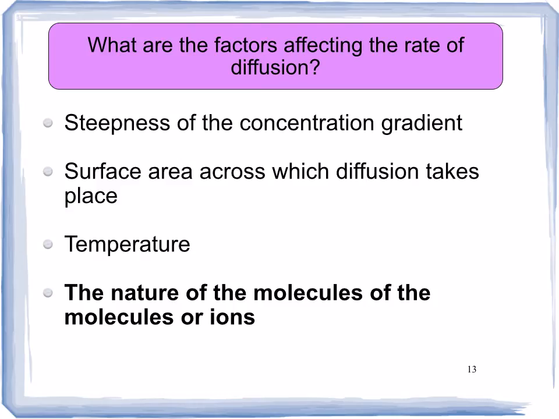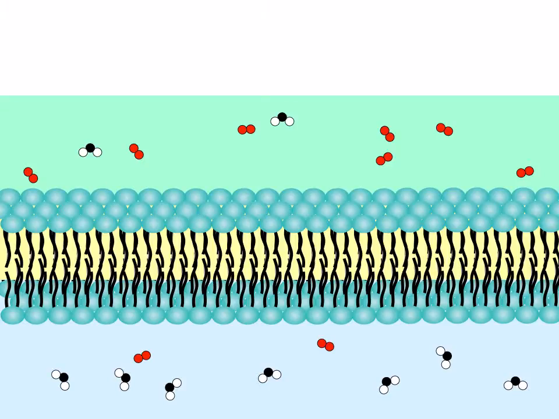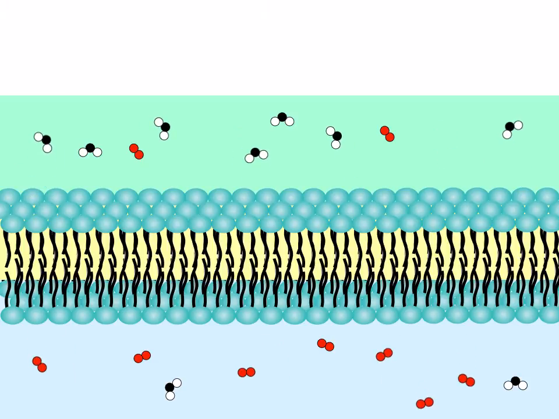Okay, then the last one is the nature of the molecules or the ions. So lipid soluble molecules and very small molecules such as oxygen and carbon dioxide can diffuse directly through the lipid bilayer.